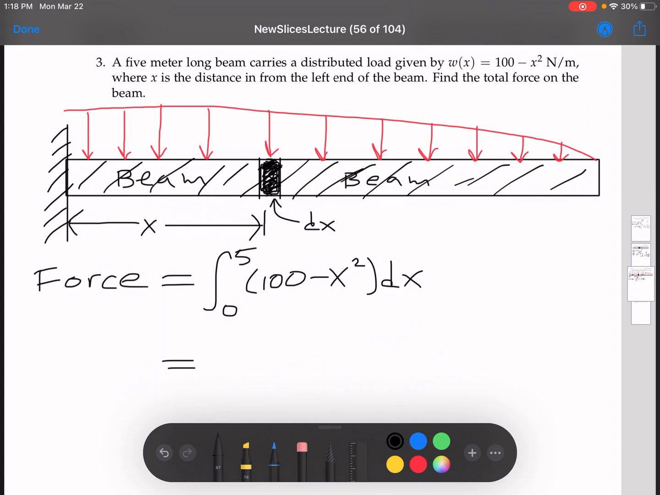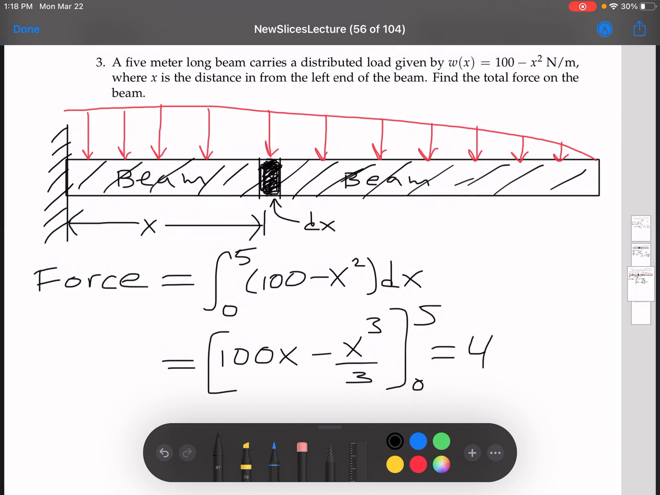Doing the math here, let's see, we've got 100x minus x cubed over 3, evaluated from 0 to 5. This comes out to 458.3 newtons.